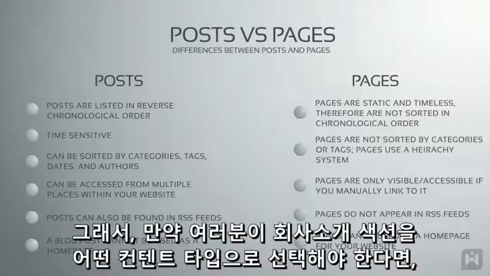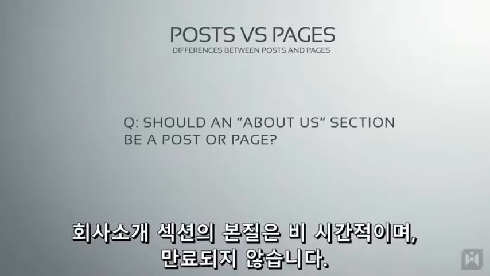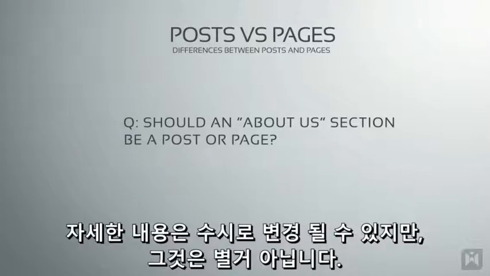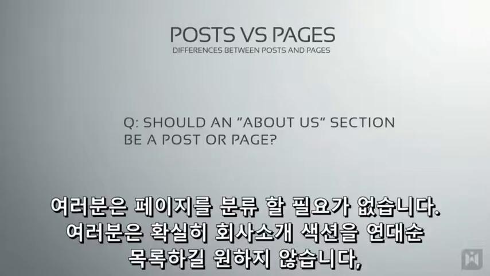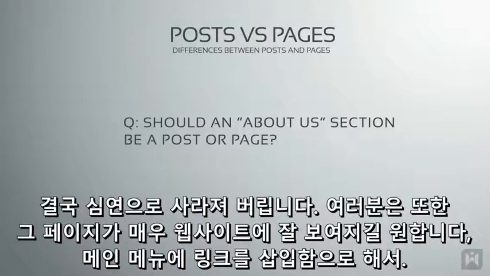So, if you have an About Us section, which content type should you choose? The nature of an About Us section is timeless and doesn't expire. Details may change from time to time, but it should be few and far between. We don't need to categorize the page, and we certainly don't want to chronologically list the About Us section because it'll get bumped down by newer entries and eventually disappear into the abyss.